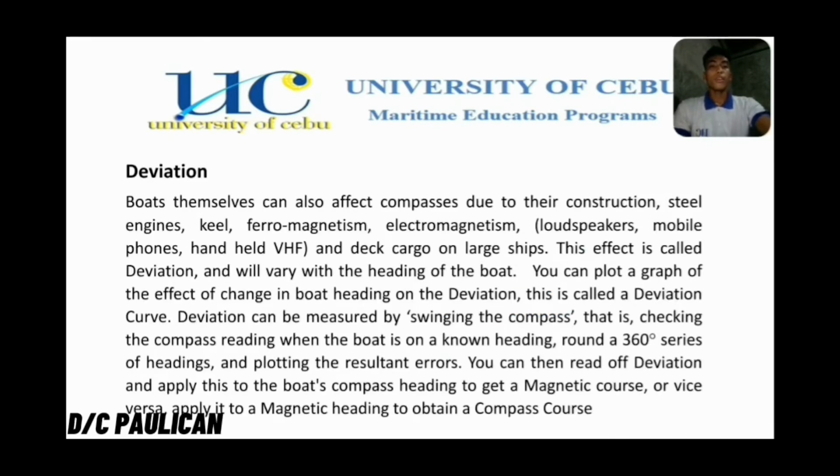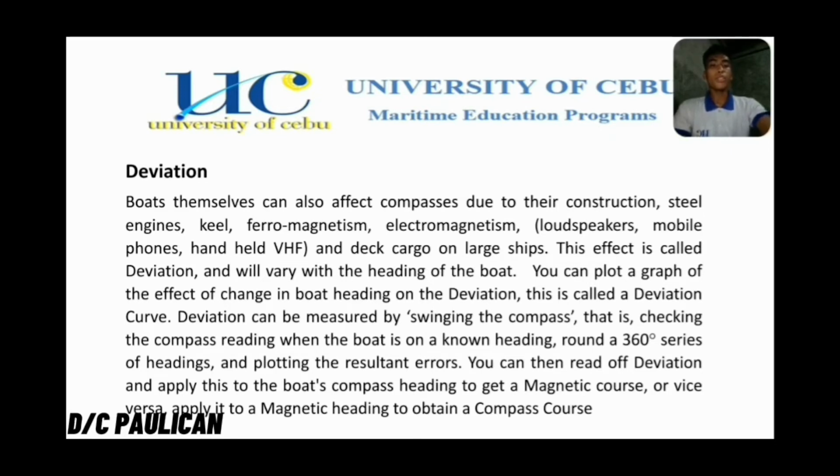Next, deviation. Boats themselves can also affect compasses due to their construction, like steel, engines, keel, ferromagnetism, electromagnetism, loudspeakers, mobile phones, handheld VHF, and deck cargo on large ships. This effect is called deviation and will vary with the heading of the boat. You can plot a graph of the effect of change in a boat's heading on the deviation. This is called the deviation curve.